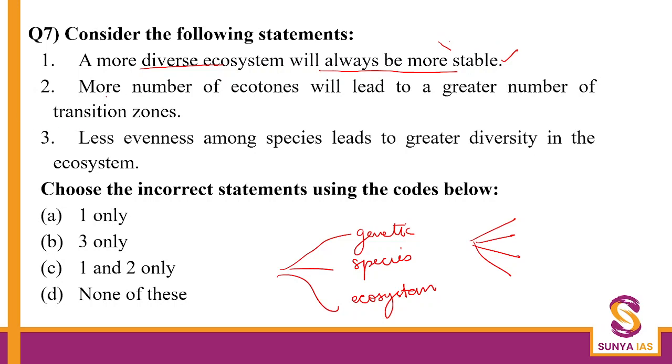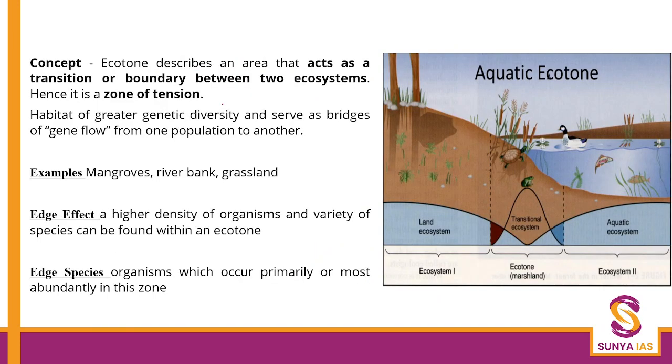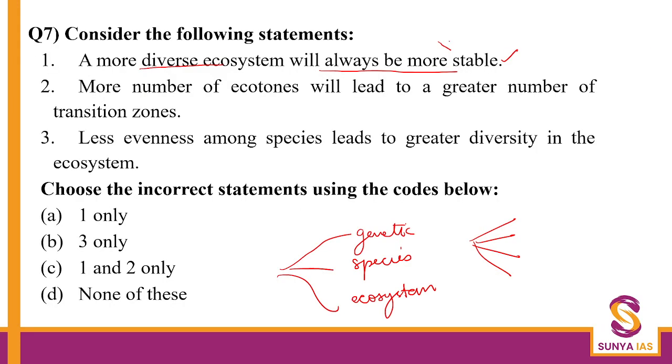Then more number of ecotones lead to greater number of transition zones. We've already seen the concept of an ecotone, right? This is ecosystem number one, ecosystem number two. Ecotone is the transitional zone which is there, right? So more number of ecotones definitely means greater number of transition zones. Yes, that is also correct.